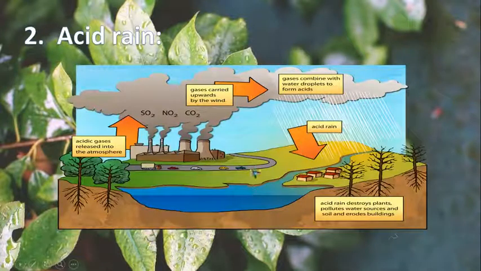Acid rain. Now children, acid rain is caused due to these gases that are being released in the atmosphere and carried away by the wind. They combine with the droplets in the clouds, and thus fall down on the earth in the form of acid rain. It mixes in the water and with the soil, and thus acid rain destroys plants, pollutes water sources and soil, and erodes buildings.